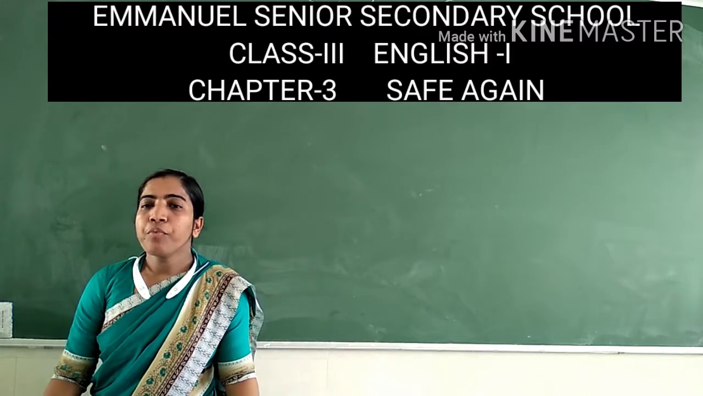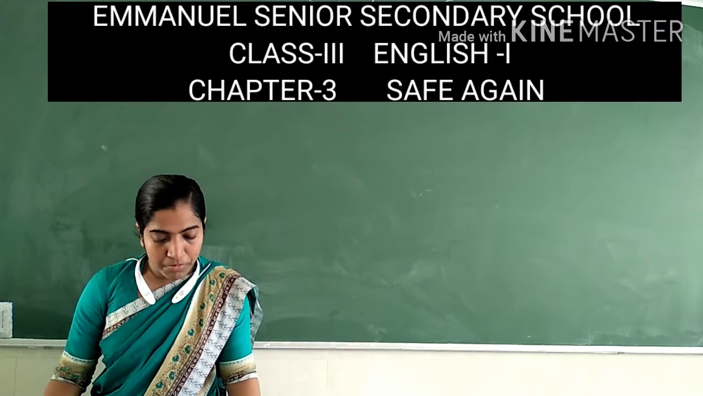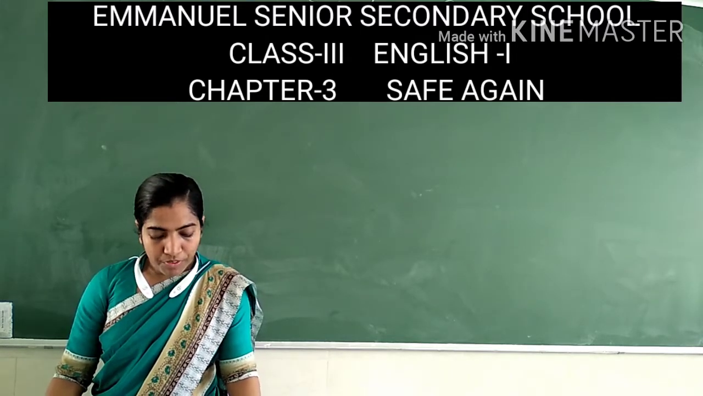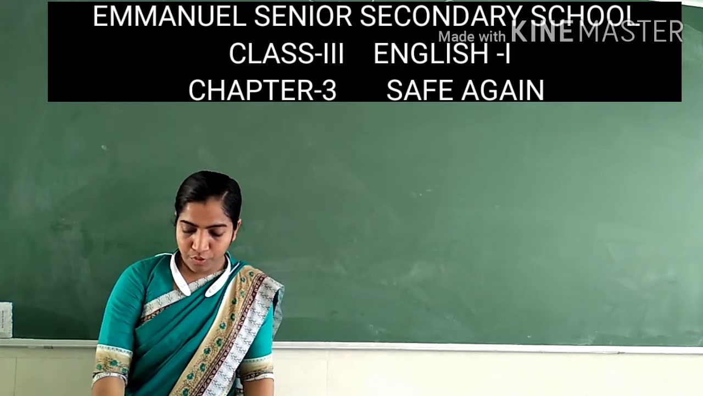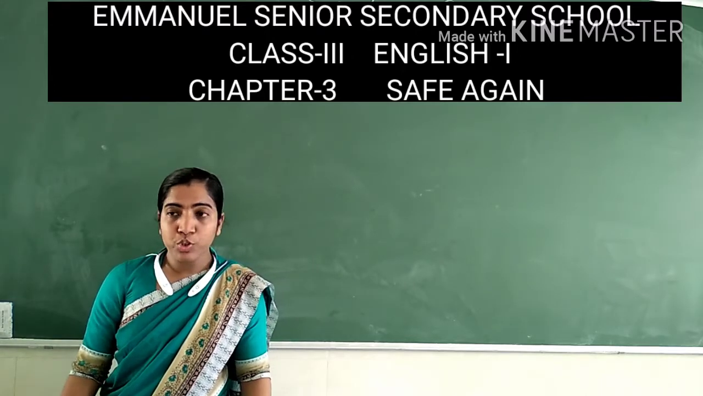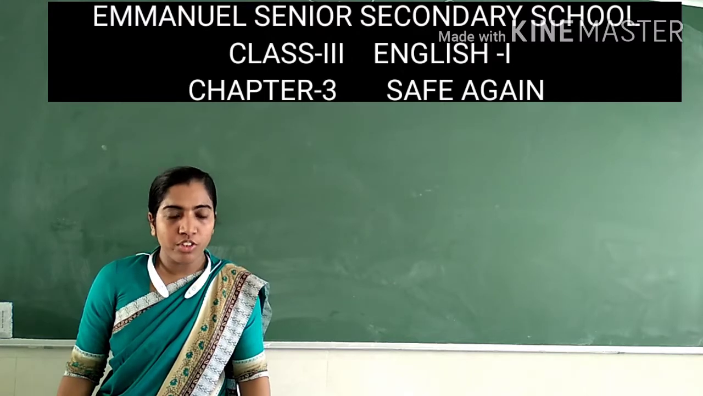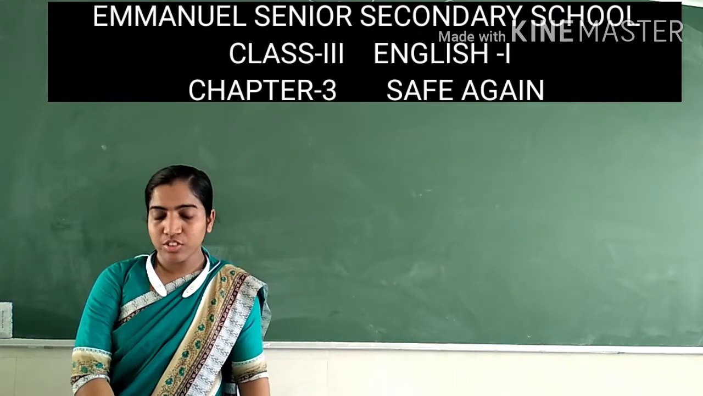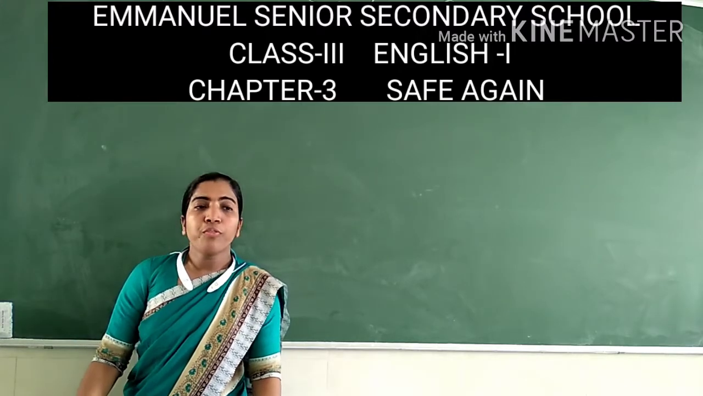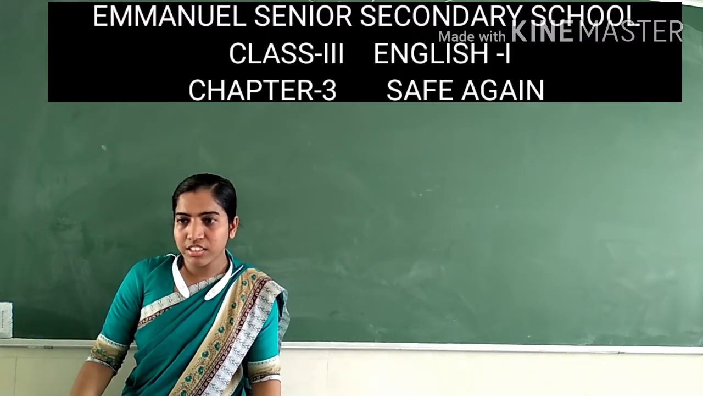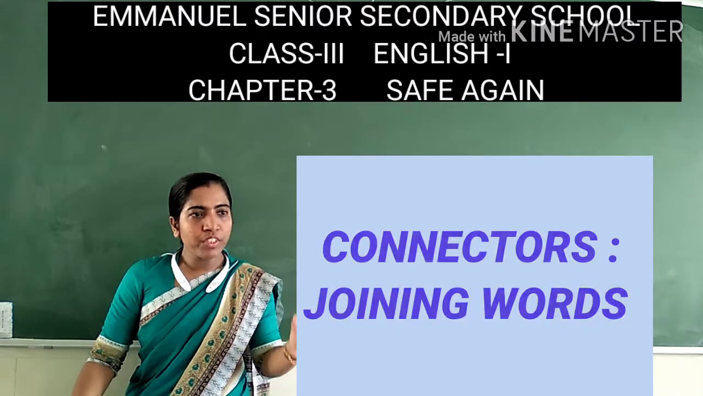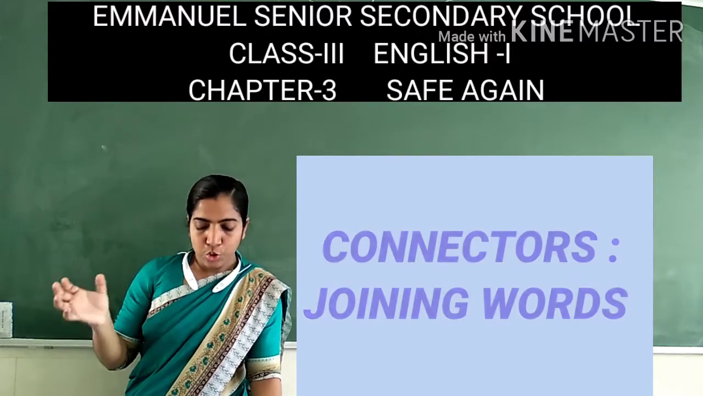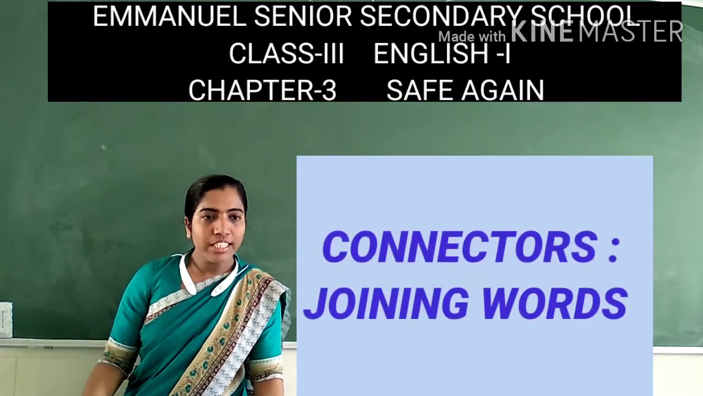So today we are going to discuss from the chapter 3 grammar and usage part. Okay, from page number 22 to 24 there are some of the grammar portions, and today we are going to discuss on that. First, let's talk about the connectors. Okay, in page number 22, first the part is connectors. Connectors, in a simple word, you can understand that joining words. These connectors joins two words or two sentences.